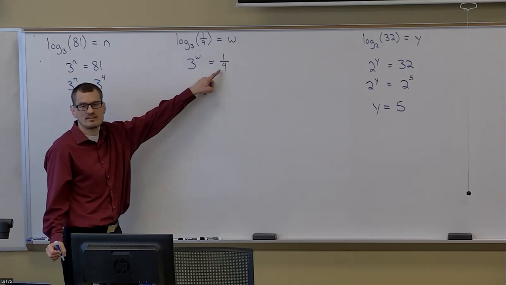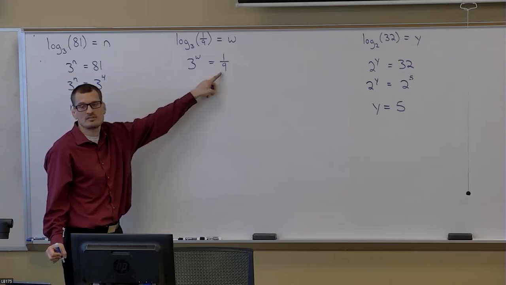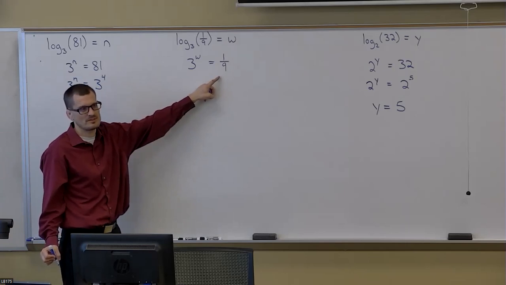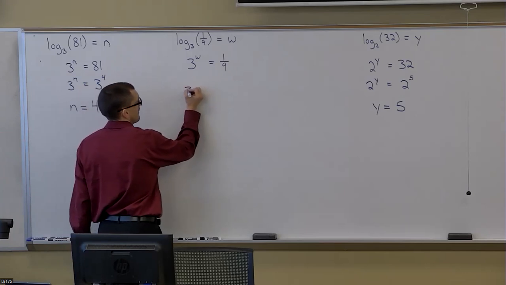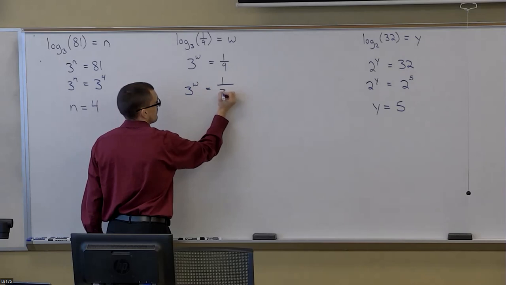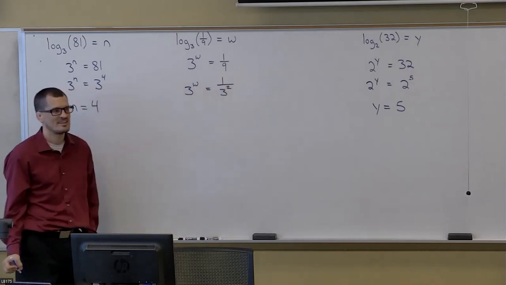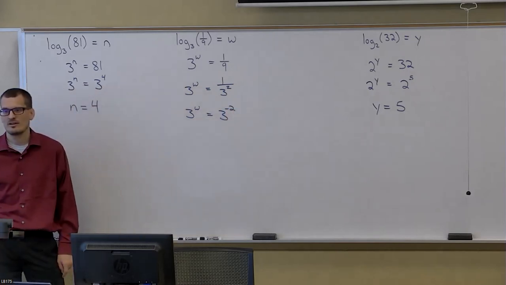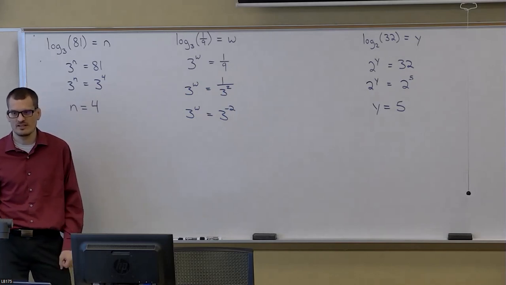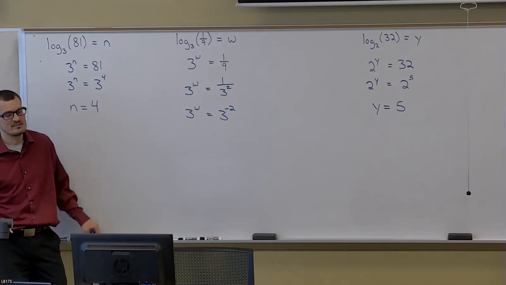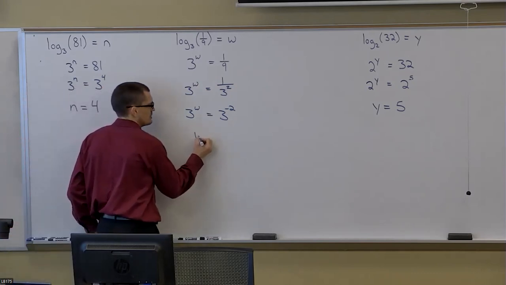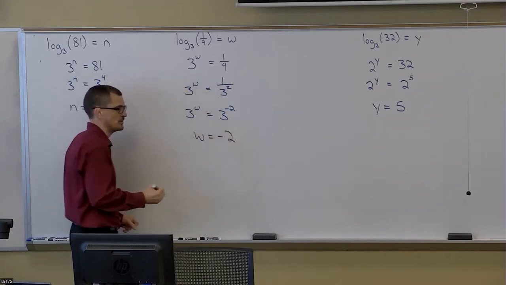By the way, 1/9, what power do I raise 3 to get 1/9? Well, what about 9? What do I need to raise 3 to get a 9? 9 is 3 to what power? 2. 2, right? So would it be -2, right, exactly. So this is 3 to the -2 power. That a negative exponent means reciprocal thing again. Okay? So 1/9 is actually 3 to the -2 power. And once you do that, then it's obvious that my variable w has to be -2.